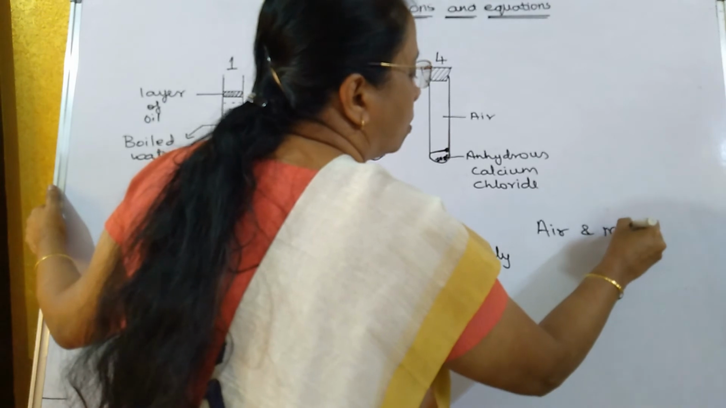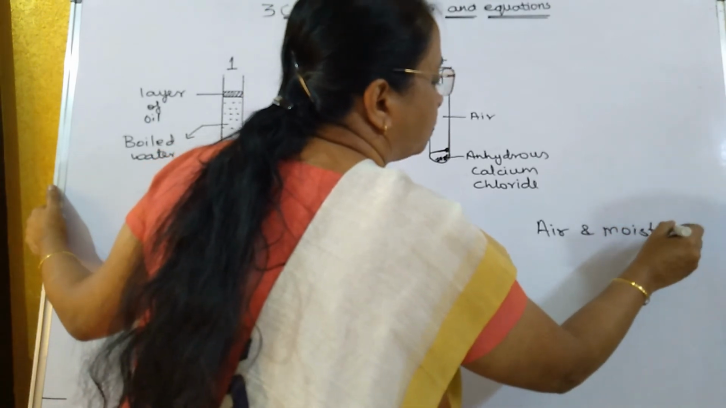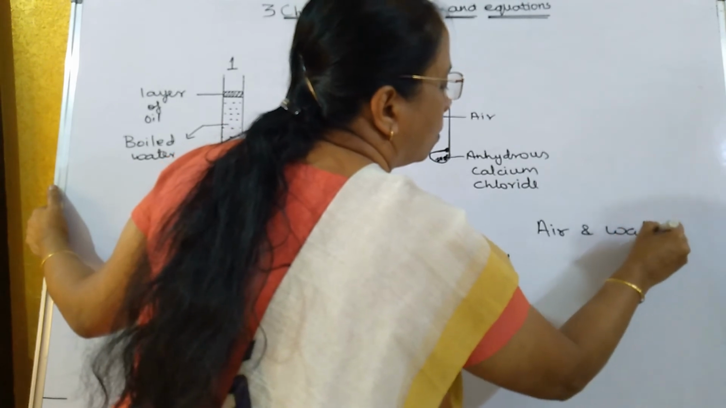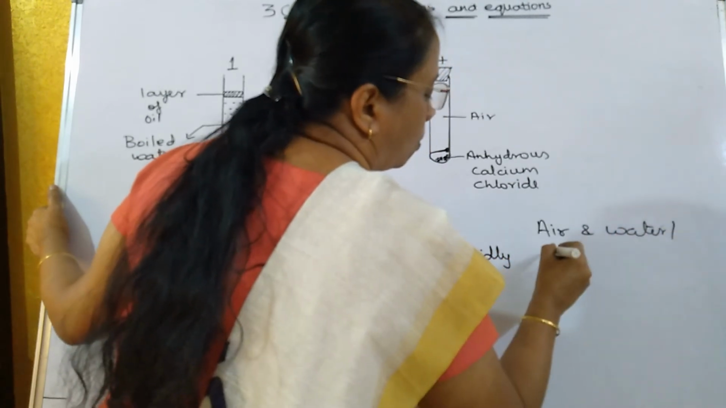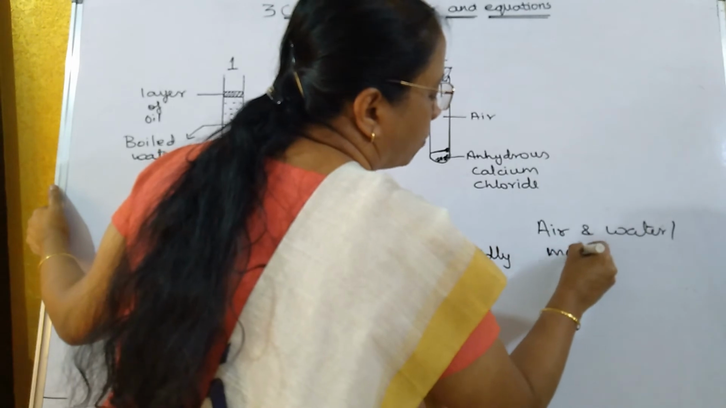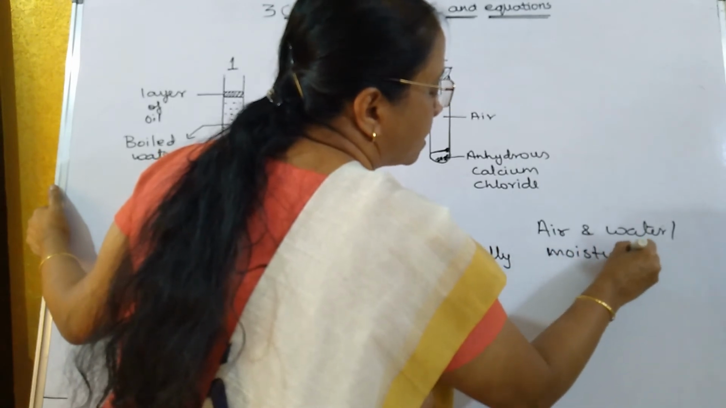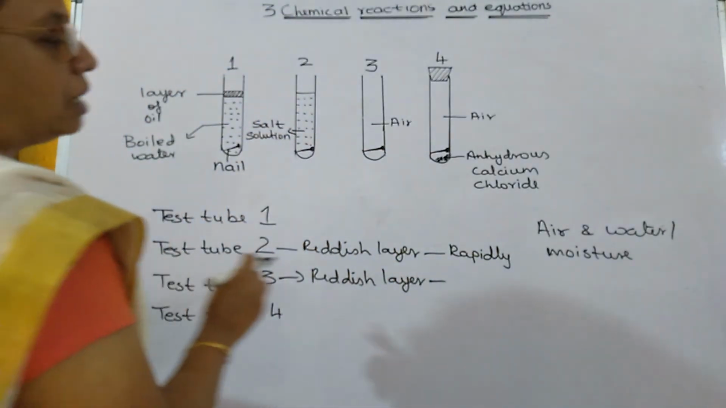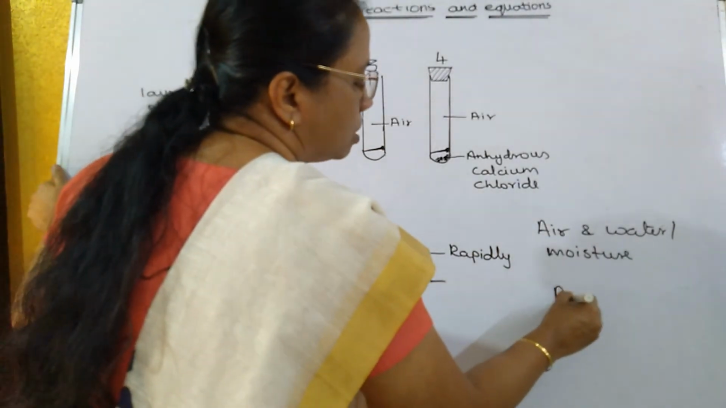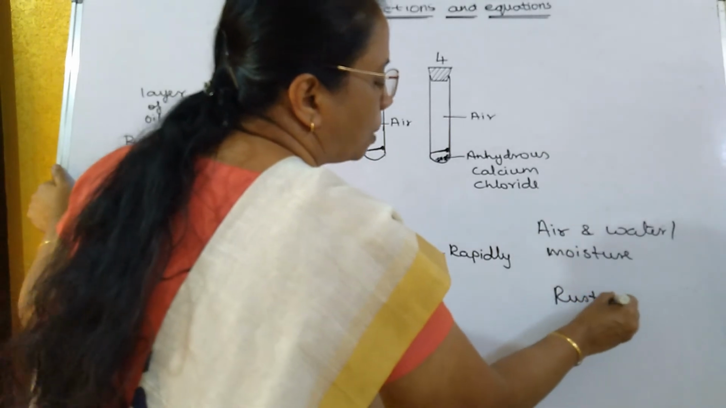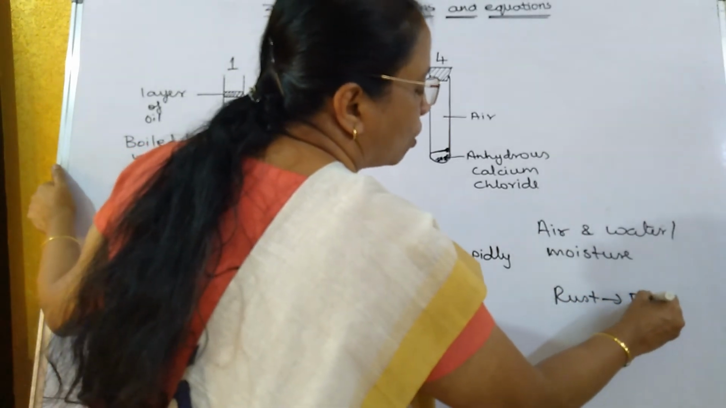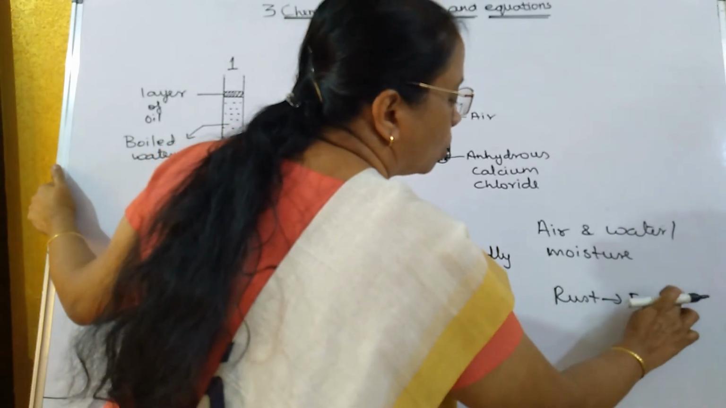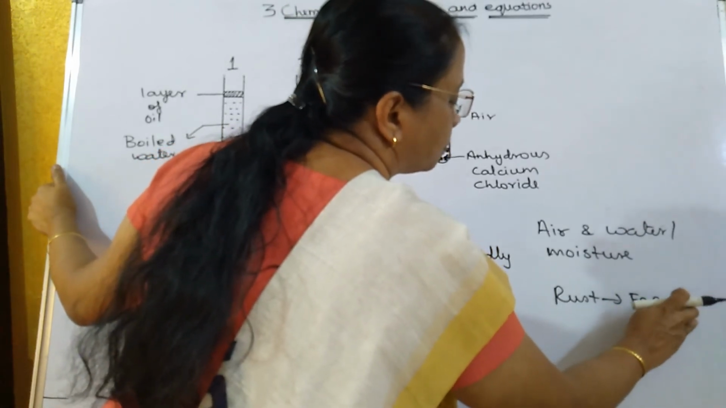Now we come to know from this experiment that air and moisture or water vapor is necessary for the formation of reddish layer on the nail. This reddish layer is known as what? Rust. And what is the formula of rust? Formula of rust is what? Fe2O3 dot H2O dot XH2O.